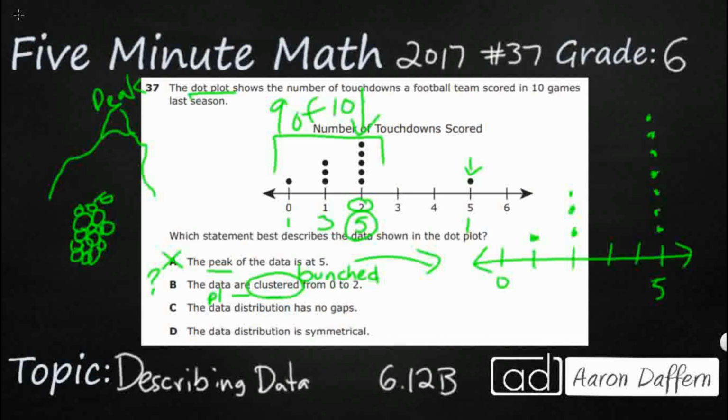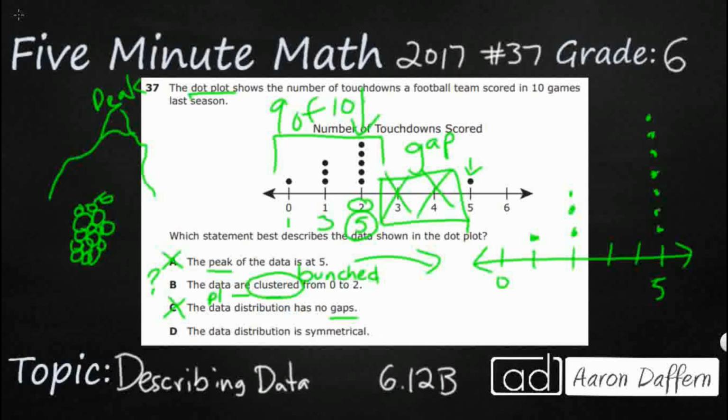The data distribution has no gaps. Well, a gap is just like what it says. It's a gap. If you're looking from 0 to 2, you would say yes. But take a look. We've got nothing here from 3 to 4. There are no games in which 3 touchdowns were scored, no games in which 4 touchdowns were scored, so this is a gap. A gap is when you have some numbers in between those that represent different games, and there's nothing that represents 3 and 4. We do have gaps, so that's not going to work for us.